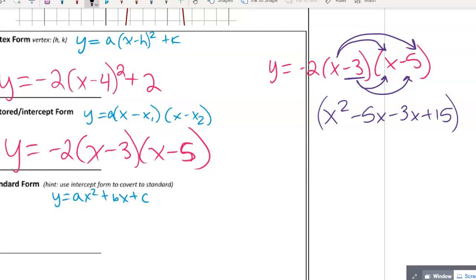Okay, so we have FOILed nicely. We're going to keep everything on the outside the same. We're just not going to use that -2 just yet. Next, we need to simplify the inside. So we will say minus 5x minus 3x. That gives us 5, 6, 7, 8, so -8x.